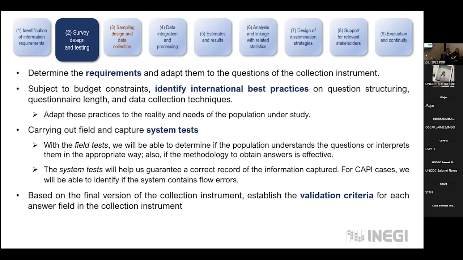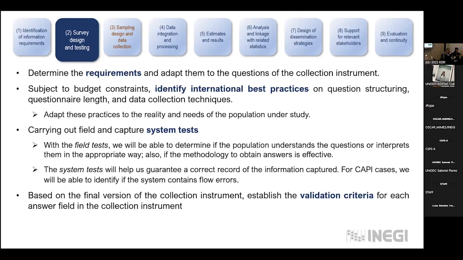We have to make sure that we are able to determine if the population is understanding the questions or interpreting them in an appropriate way. So also the methodology is effective. It's a way to understand if we are connecting with people's opinion, or we're getting the right information, or if there's another way to rephrase the questions.